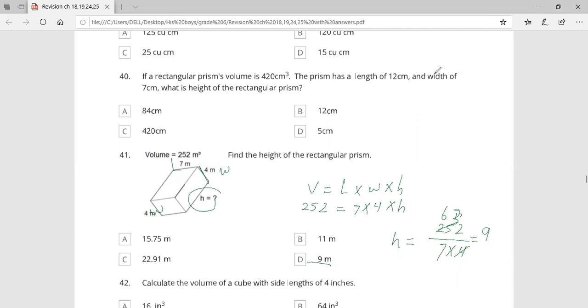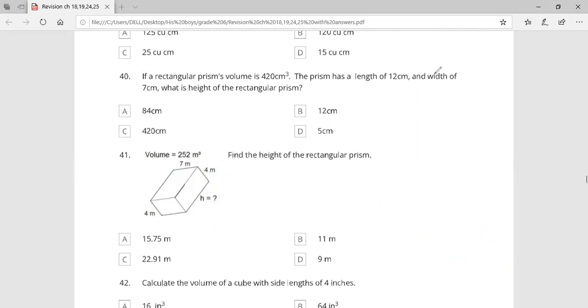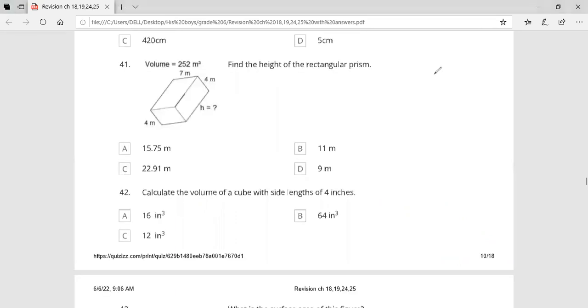Okay, the next one. Calculate the volume of a cube with side 4 inches. As we said, volume is length multiplied by width multiplied by height. Here is a cube, so the length is 4, the width is also 4, all of them are equal, and the height is also 4. Just 4 multiplied by 4 is 16, and 16 multiplied by 4 is 64 inch cube.